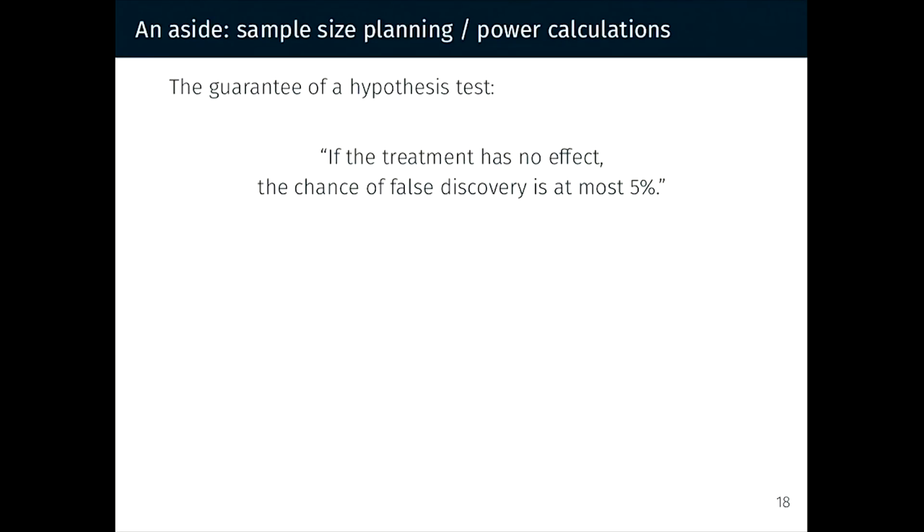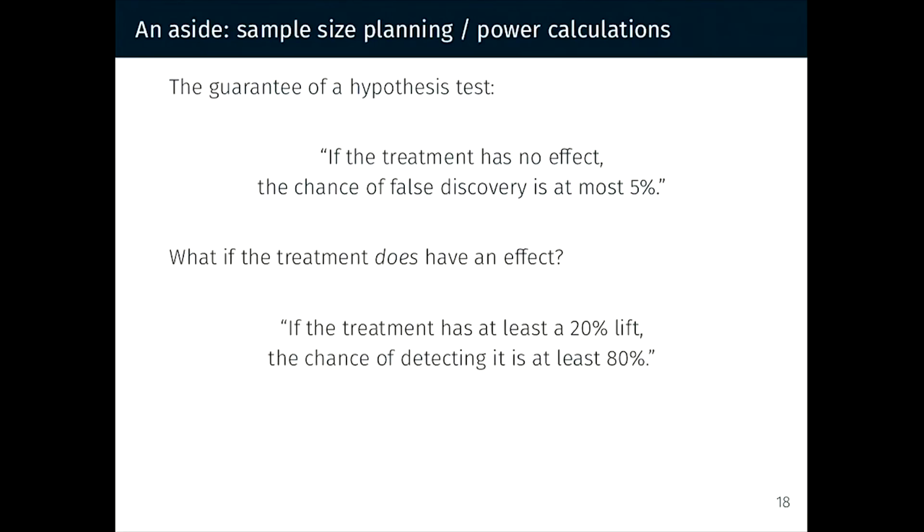So if the treatment has no effect, the chance of making a false discovery is at most 5%. That's the guarantee that using hypothesis test gives us. That's why we use them. But it's easy to make a hypothesis test that satisfies this guarantee. Here's a hypothesis test. Never declare a discovery. There. Now your chance of false discovery is 0. But of course it's a useless test. So we need some other guarantee. This isn't enough. So we need a guarantee when the treatment does have an effect.